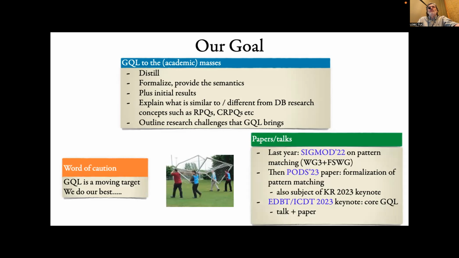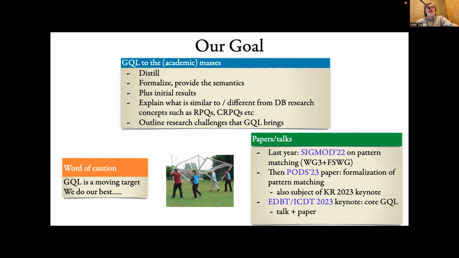Last year, there was a paper in SIGMOD on pattern matching, which was written by WG3 plus members of the formal semantics working group, which is kind of this Schrödinger group. It exists in real life, it exists in practice, but not in theory. Because I'm told that this group was eliminated by LDBC, but we still exist and we still do work.